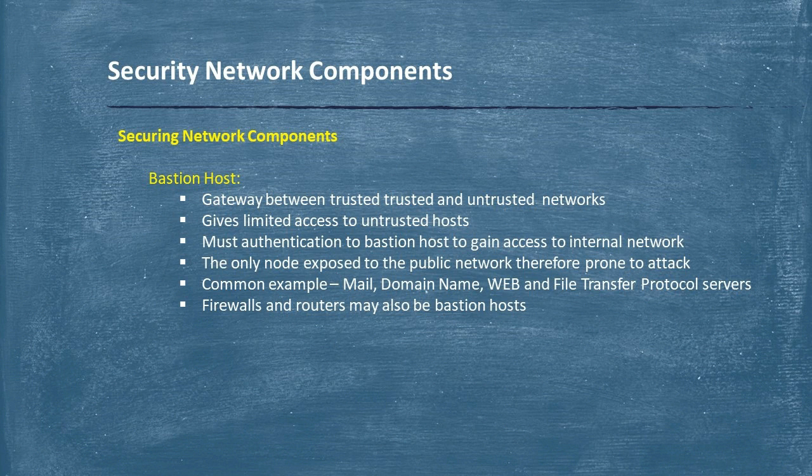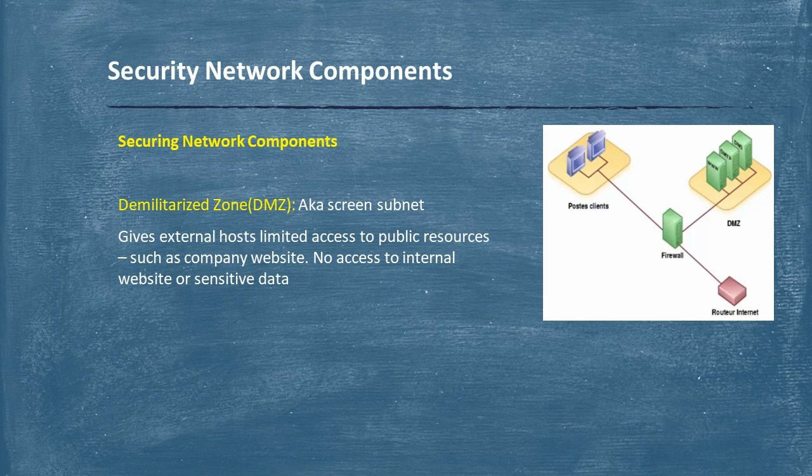They have to authenticate themselves, for any traffic that comes inside. It is the only node exposed to the public network, therefore it is prone to attack. Common examples of these kinds of hosts are mail servers, domain name servers, web servers, and file transfer protocol, FTP servers. Firewalls and routers may also be bastion hosts.